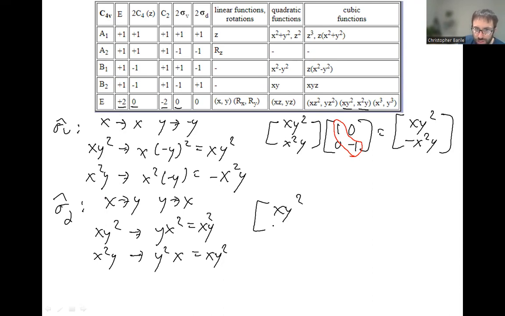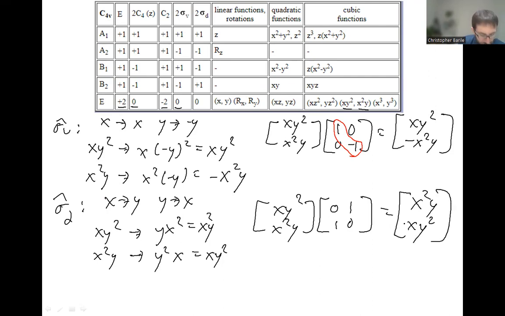So our matrix is going to look like ones on the off diagonals. It's going to look like this, where xy squared went into x squared y, and x squared y went into xy squared. And so now we can take the sum across the diagonal and get 0, and that exactly is what we got here. So chi of sigma d operation is equal to 0. So we show here that's just one example of the cubic functions. All these other ones would work out very similarly. These are relevant for F orbitals. And hopefully now you can see how you can derive any of these.